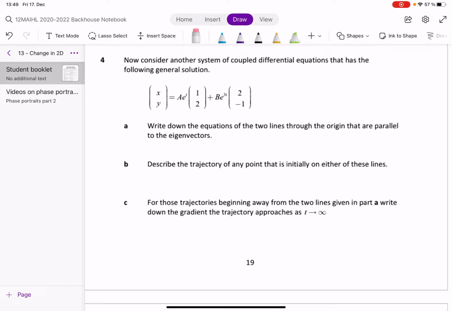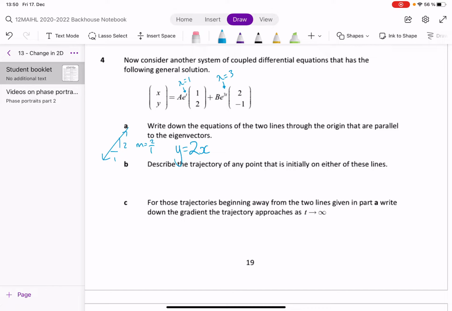So we have an eigenvalue of 1 for the first part of the general solution and an eigenvalue of 3 for the second. Write down the equation of the two lines through the origin that are parallel to the eigenvectors. This is the same idea as before. So for the eigenvalue which is 1, its eigenvector is 1 to the right and 2 up. Okay, so its eigenvector is going to look like this. Thinking about rise over run, it would be 2 over 1. So we would end up with a line that is y equals 2x if it goes through the origin.